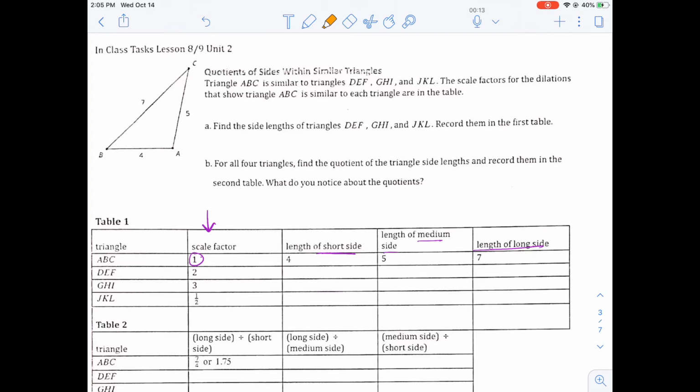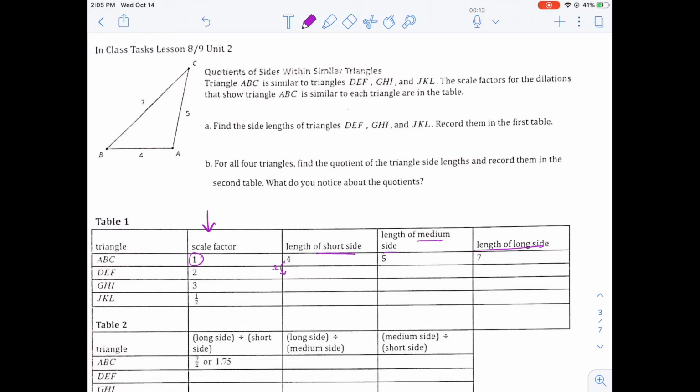All right, so we've already got the first one labeled for us. The DEF triangle is a scale factor of 2. That means it's 2 times bigger than the original. GHI is 3 scale factor, so it's 3 times bigger, and JKL is a half, so it's half the size of the original. So what we're going to do is use that knowledge to find out what our other side lengths would be for our triangle. So if we take the first one, let's say DEF, and we're looking at our scale factor, we have original short side is 4. Well, if we do it 2 times bigger to get to this short side of this DEF triangle, we would say times 2.